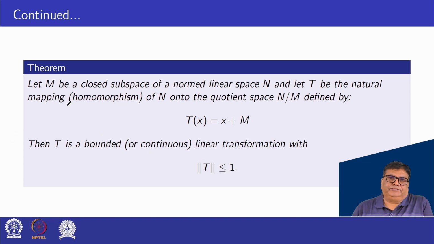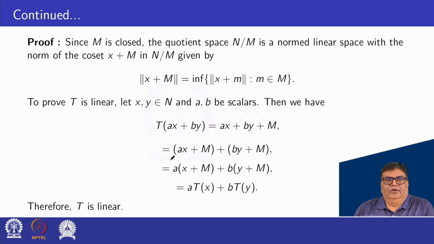Next theorem. Let M be a closed subspace of normed linear space N, and let T be the natural mapping, that is homomorphism of N onto the quotient space N by M defined by Tx is equal to x plus M. Then T is a bounded linear transformation with norm T less or equal to 1. Proof.